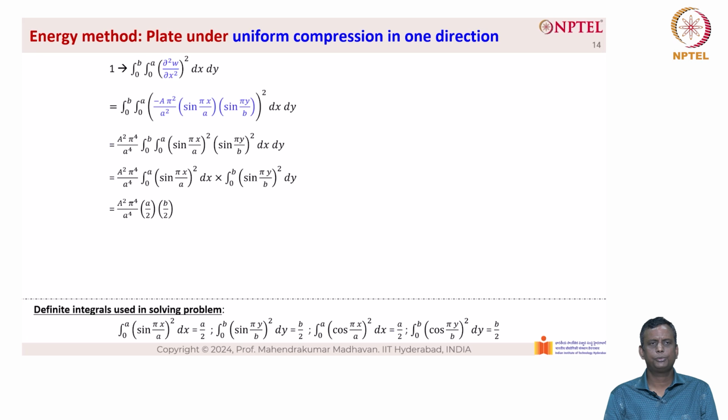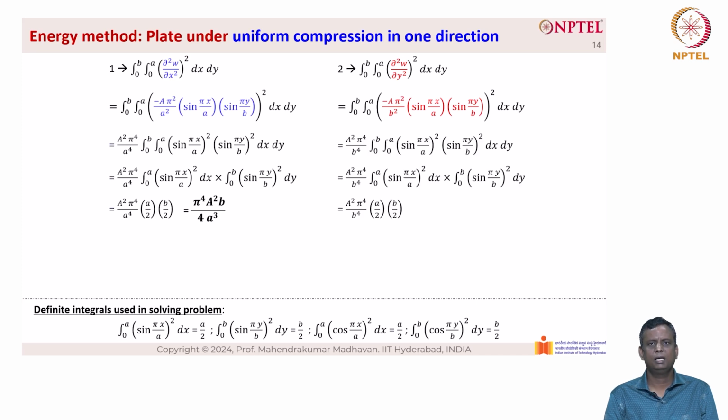So, when we substitute it, we get π⁴ a² b divided by 4a³, which is equation 1. For equation 2, we have the integral from 0 to b, 0 to a, of (∂²w/∂y²) the whole squared, dx dy. Again, we substitute the value for ∂²w/∂y². We simplify this further and we get a value which is π⁴ a² a divided by 4b³.